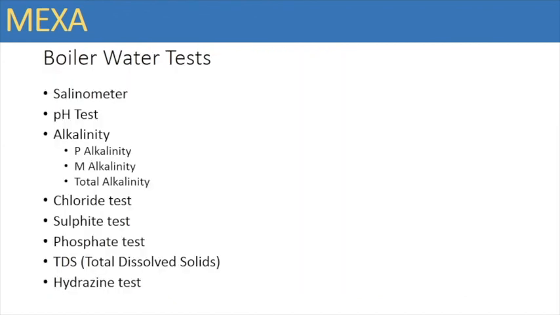Most of the tests can be summarized to the following: salinity test, pH test, alkalinity test comprising of P alkalinity, M alkalinity and total alkalinity, chloride test, sulfide test, phosphate test, count of total dissolved solids, and the hydrazine test.